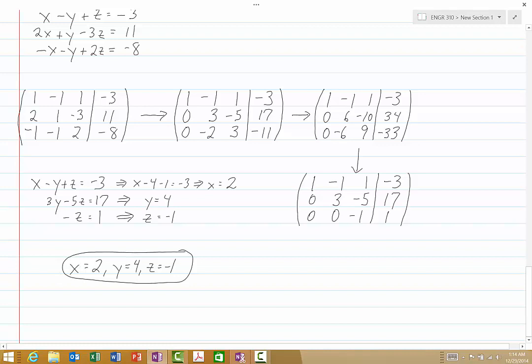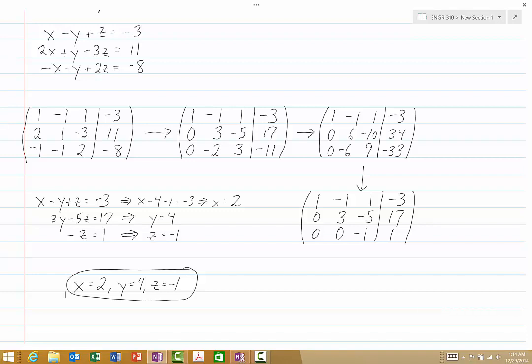So then the last equation easily is seen to imply that z equals negative 1. Plug that into the second equation and you readily conclude that y is equal to 4. And then plug both of those results into the first equation and you will conclude x is equal to 2. And so our final solution is x equals 2, y equals 4, and z equals negative 1. And if you substitute that into the equations that we began with, you will see that that is indeed the solution to this system of equations. And so that's how we use a Gaussian elimination procedure to solve a system of equations.